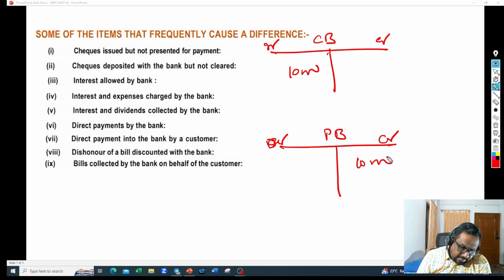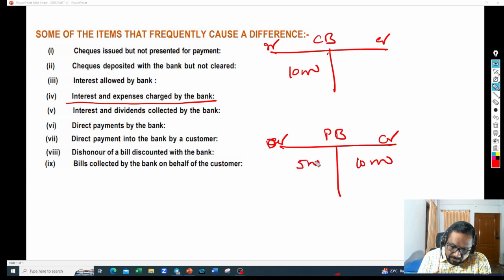Okay. Interest and expenses charged by the bank. For example, a business has an overdraft account in the bank. What does the banker do? Since they provided the overdraft facility, whatever extra amount we withdraw from the bank, they charge some interest. And the banker also provides some services to the business. When they provide services, they charge some expenses to us, right? So those expenses and interest will be debited here.